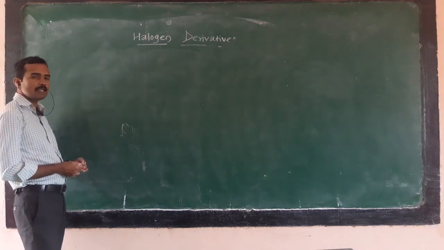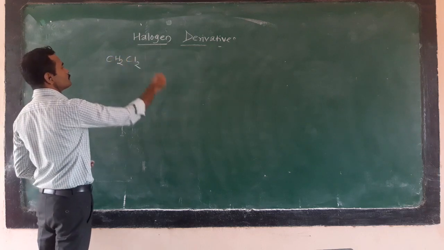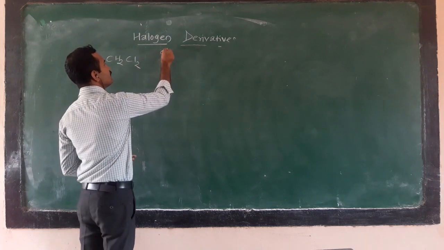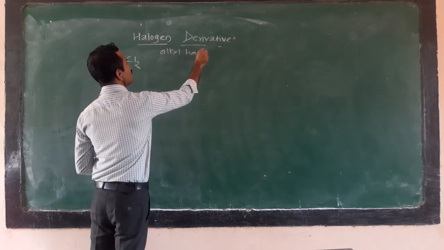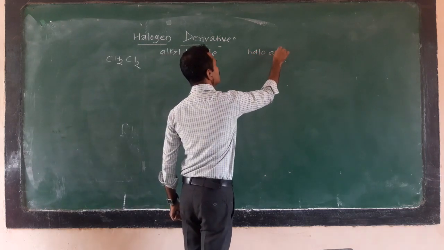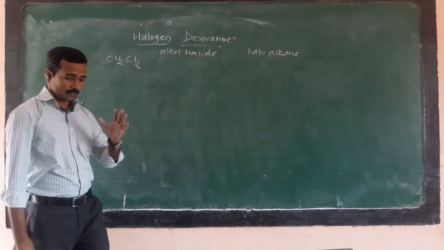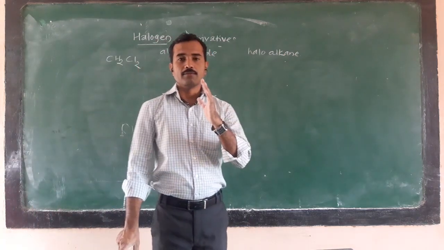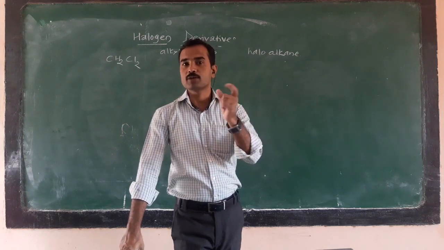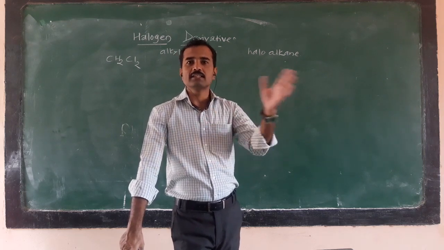In the similar way, we take examples for the common system as well as the IUPAC system for alkyl halides. For example, CH2Cl2. In the common system, it is named as alkyl halide, and in the IUPAC system, it is named as haloalkane. When we write IUPAC nomenclature, we have to write the halogen atom in the prefix, and whatever the parent alkane, alkene or alkyne is, that is in the suffix.